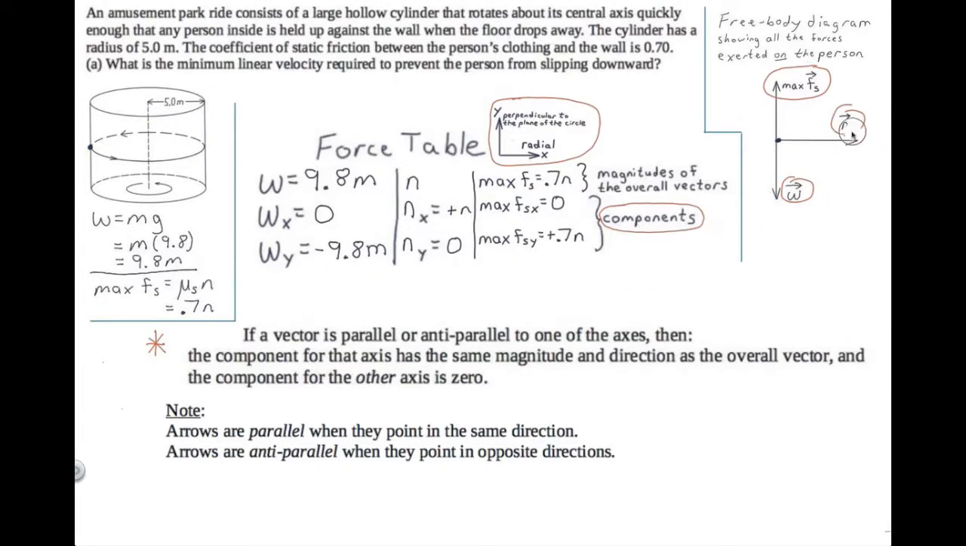In this problem, the normal force is parallel to the x-axis, the maximum static friction force is parallel to the y-axis, and the weight force is anti-parallel to the y-axis. So we can use this rule to break all three of the forces into components. The weight vector points in the negative y direction, so W sub y is negative. W sub y has the same magnitude as the overall weight force, which we're representing with the mathematical expression 9.8 m. And the other component, the x component, is 0.